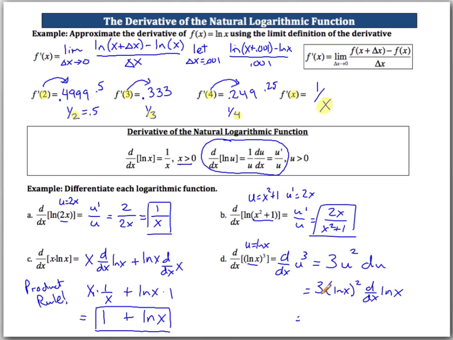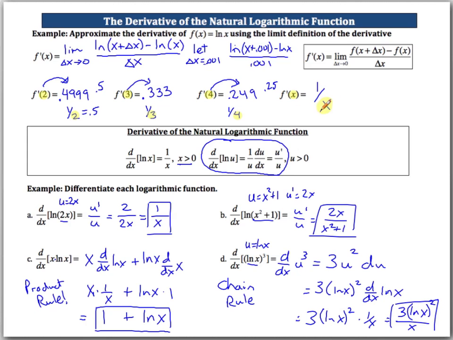So the derivative of ln of x is 1/x, so we're left with 3 times natural log of x squared times 1/x. And if we wanted to just put these together, you're probably going to see the answer written like this: 3 times natural log of x squared over x. Okay, so this one, we had to use the chain rule, and not where we had natural log of u, but where the natural log was actually u, and it was u cubed.